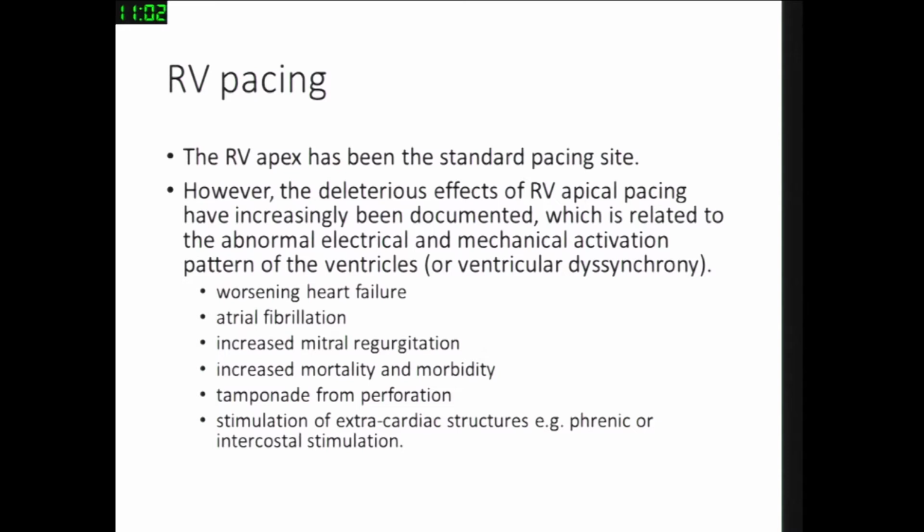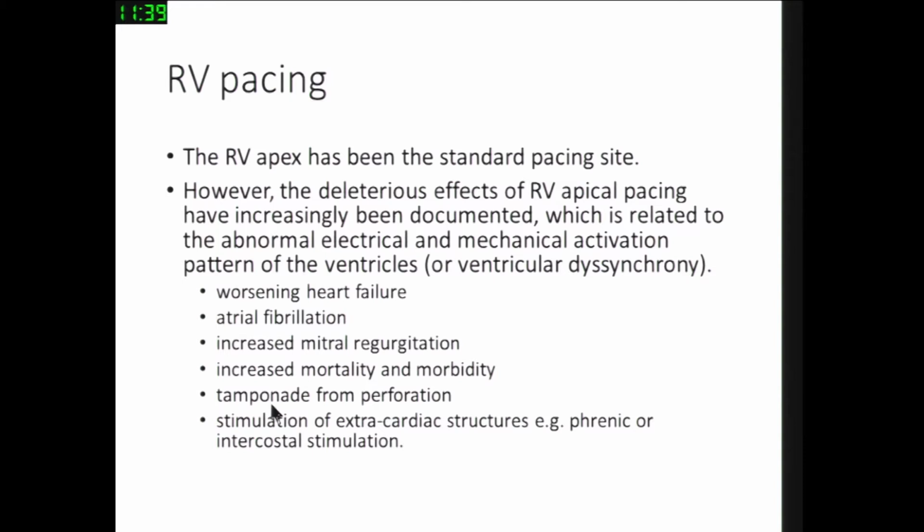I'd like to present some points regarding RV pacing. RV apex has been the standard pacing site. However, deleterious effects of RV apical pacing have increasingly been documented, which are related to abnormal electrical and mechanical activation pattern of the ventricle, or ventricular dyssynchrony. So RV apical pacing causes dyssynchronic ventricular motion, which makes heart failure worse, and more atrial fibrillation, mitral regurgitation, and mortality and morbidity.